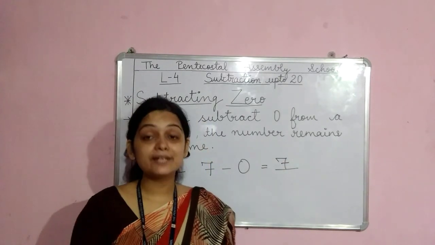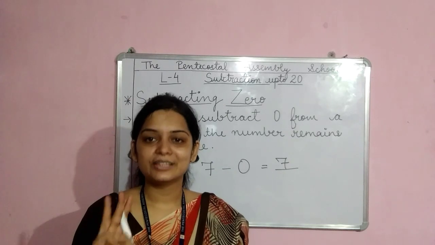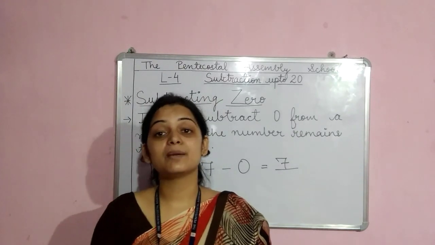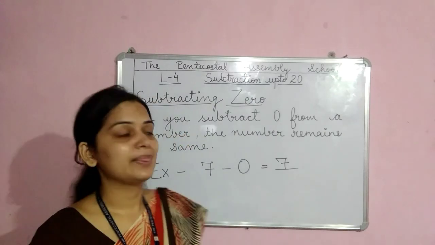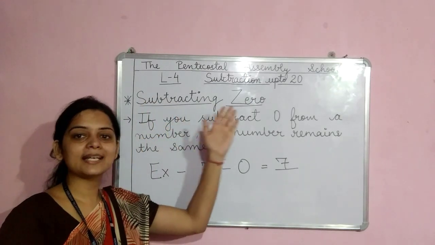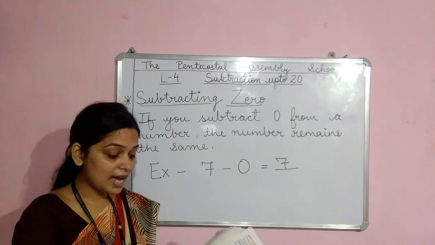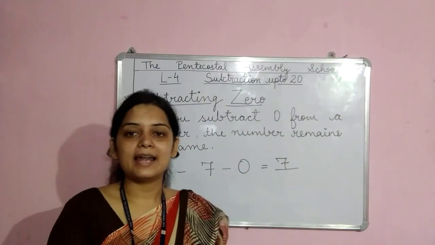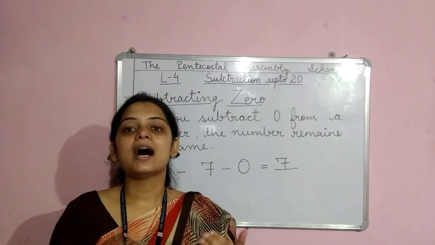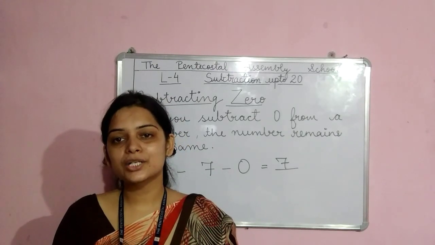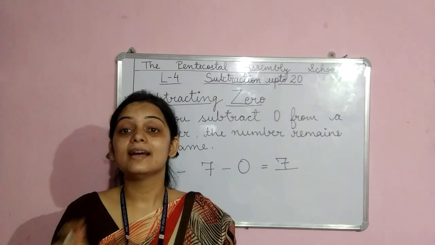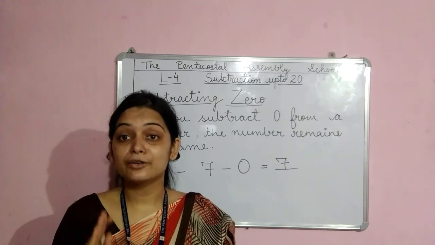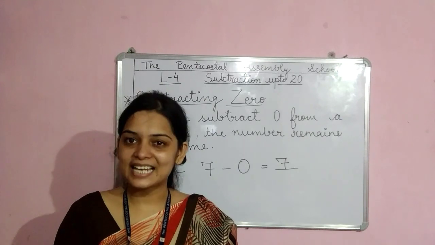Okay. So children, today I taught you 3 topics. Counting forward to subtract, counting backward to subtract, and the third one is subtracting 0. Exercise 4B you have to do in the book. And after watching this, I will send you a worksheet you have to do in your maths classwork copy. Okay. And you know how to do it neat and clean.